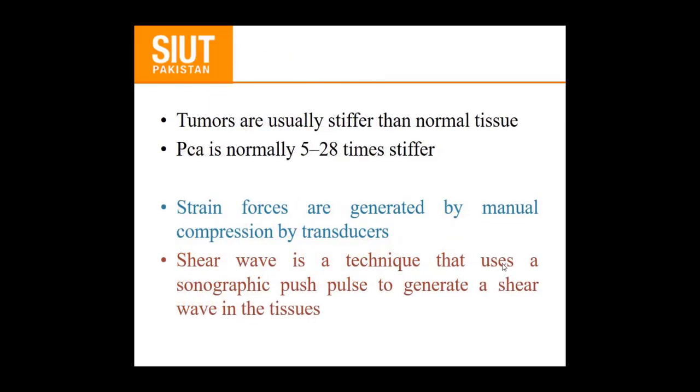Tumors are usually stiffer than the normal tissue. Prostate cancer is about 5 to 28 times stiffer than the normal prostate tissue. There are two types of elastography techniques: strain elastography and shear wave elastography. Strain forces are generated by manual compression by the transducer. Shear wave elastography uses a sonographic push pulse to generate a shear wave in the tissues.